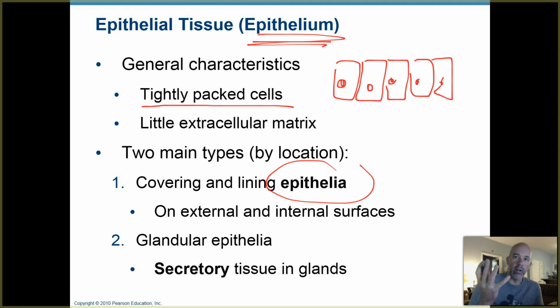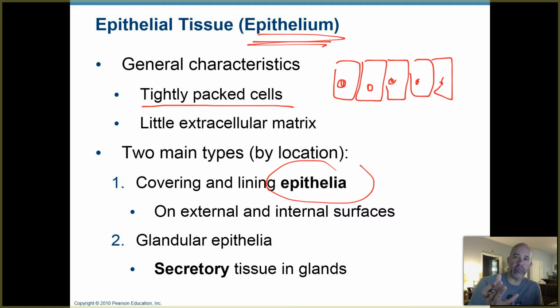You will find them on external surfaces, the skin, and then internal surfaces. Any place in your body where you have an opening of some type, the lining is going to be an epithelial tissue. So if it's inside your mouth, inside a blood vessel, inside the intestinal tract, inside a lymphatic vessel, the lining of the cranial cavity, the inner lining of your serous membranes, all of those are composed of epithelial type tissue.